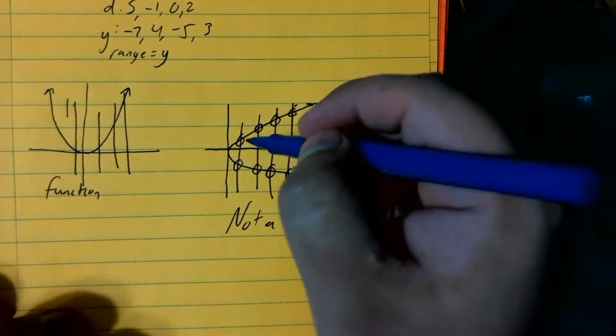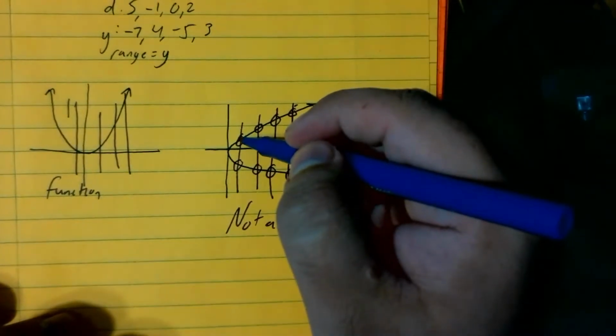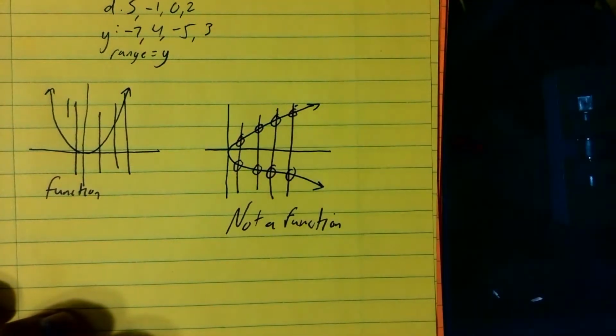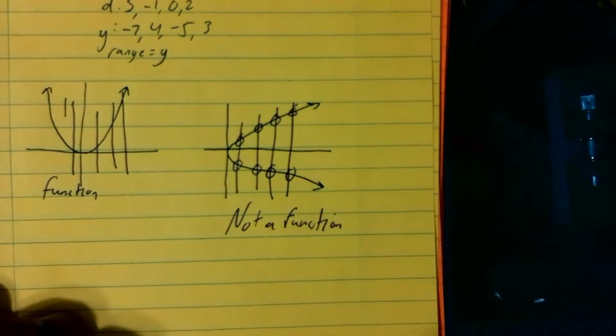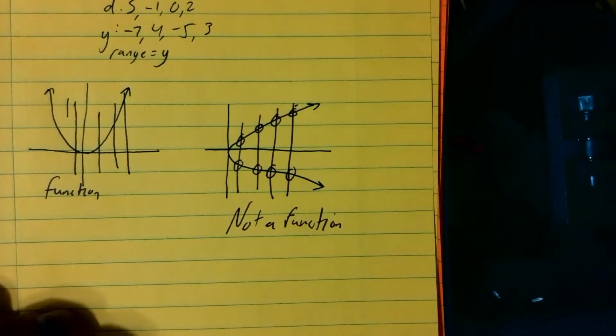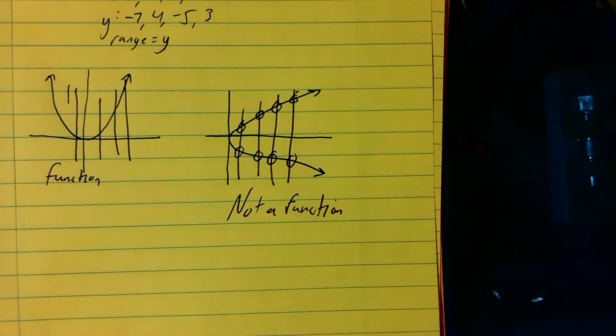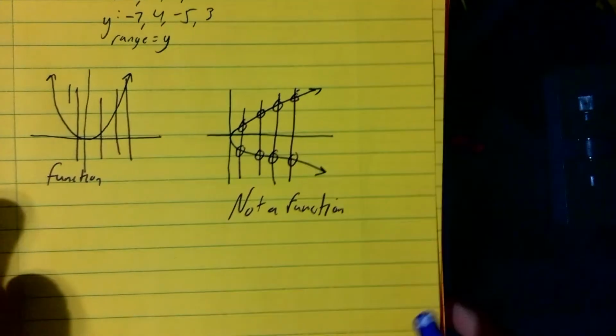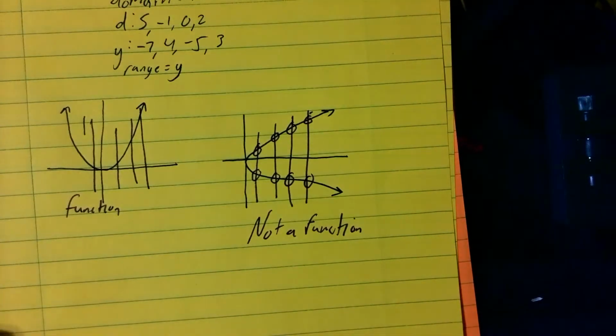That means because x's repeat, right? Here's x at 1, here's x at 1. There's 2 x's at 1, where your y's can repeat, that's okay. But if your x's repeat, not a function. What does it mean if your y's repeat? Let me show you. This is an example from the book.